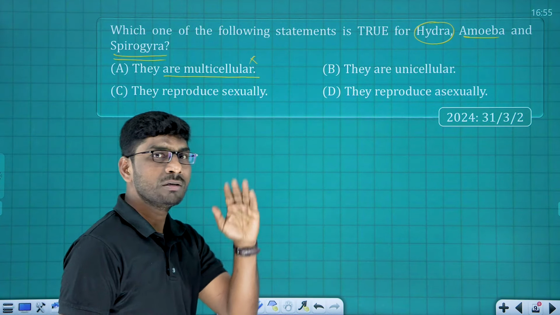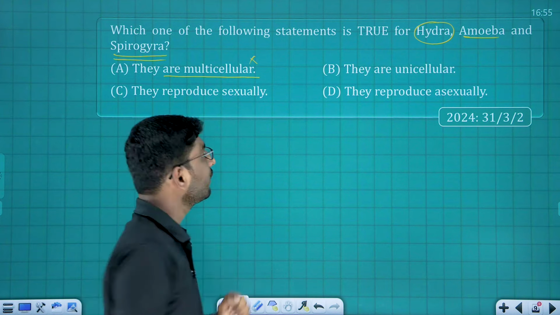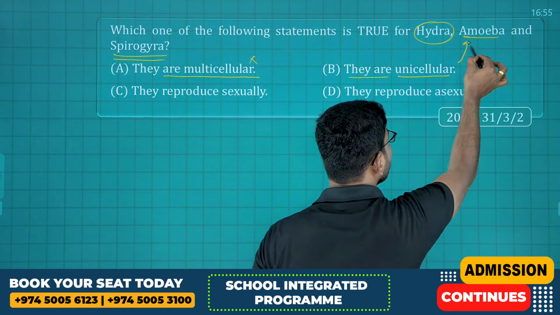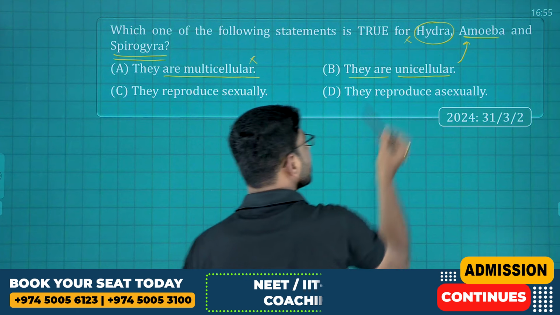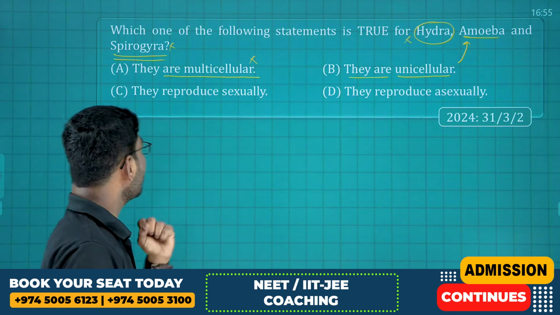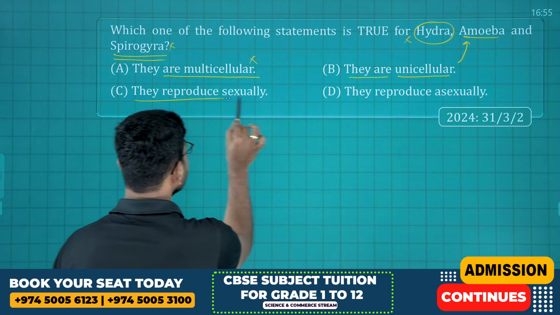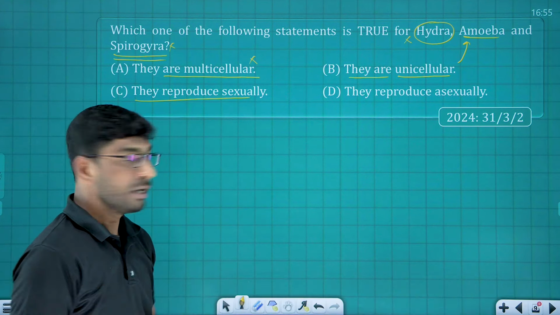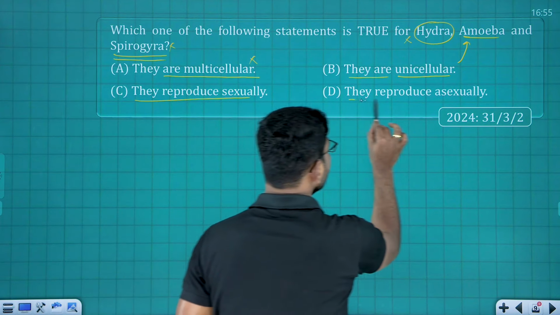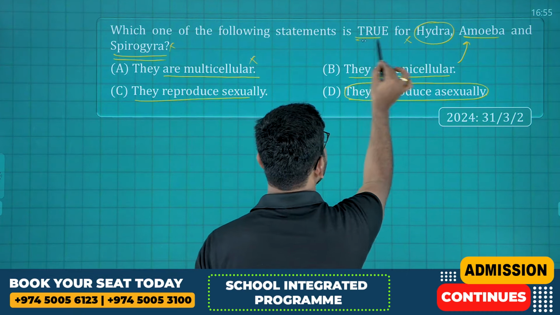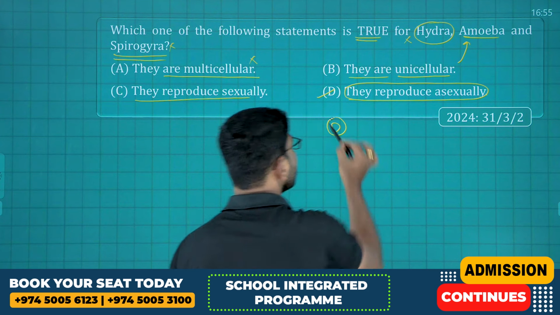So statement 1, the first option, is not correct. Second, they are all unicellular? Only amoeba is unicellular. Hydra is multicellular and Spirogyra is also multicellular. Second option, not correct. Come to the third one. They reproduce sexually? What about amoeba? They reproduce asexually. Absolutely correct. So they're asking for the true statement. Option D is the correct answer.